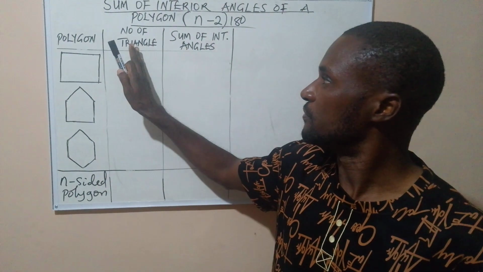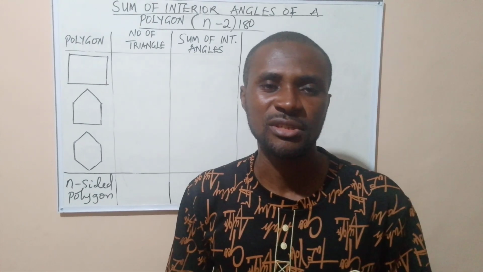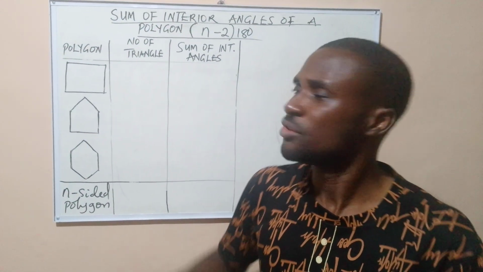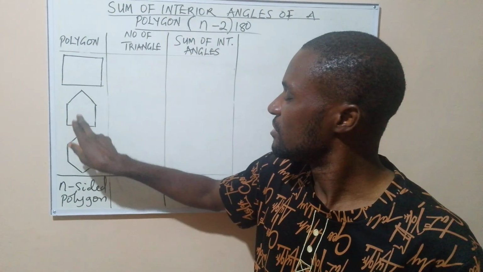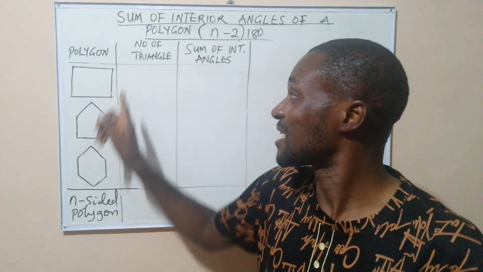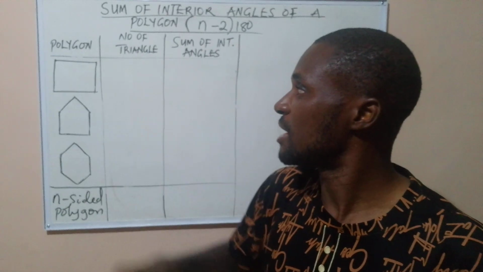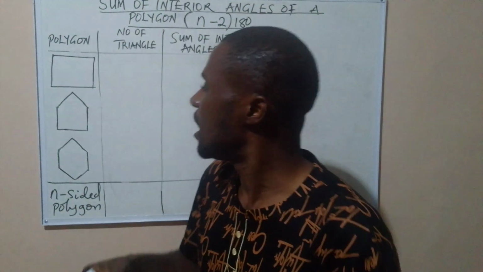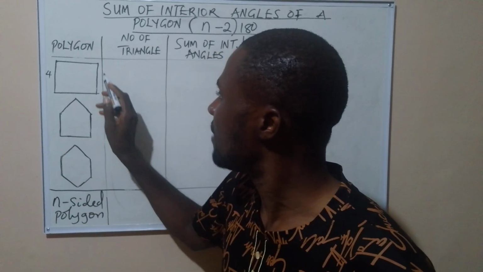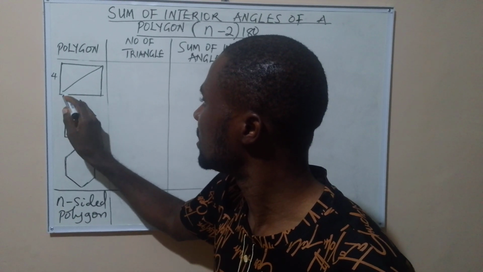Here we have a column for number of triangles and then sum of the interior angles. Here it is important for you to know how many triangles you can generate from within any of the polygons without intersecting the dividing line. So we take an example for this. This is a 4-sided polygon, right? Here you can get the number of triangles by dividing this.